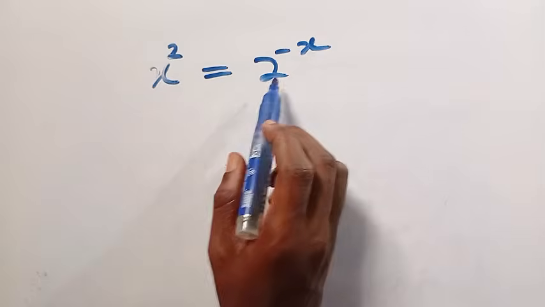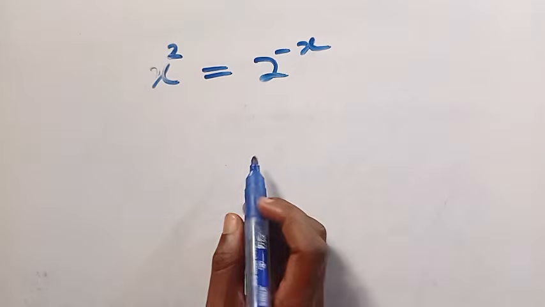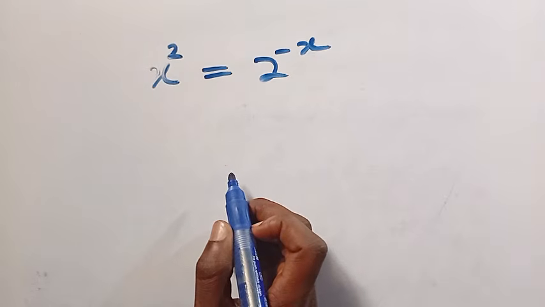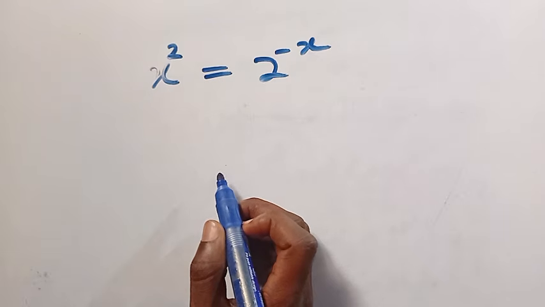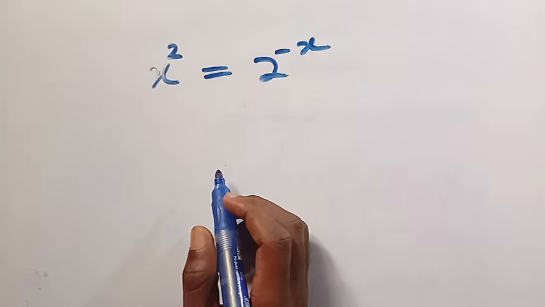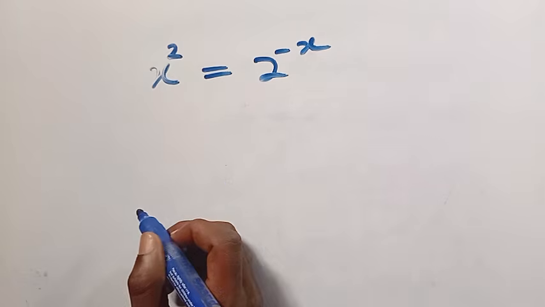x squared equals 2 power of minus x. This is an exponential equation, and let's solve this. It's very simple to solve. So the first thing we are going to consider is we have to transform this.